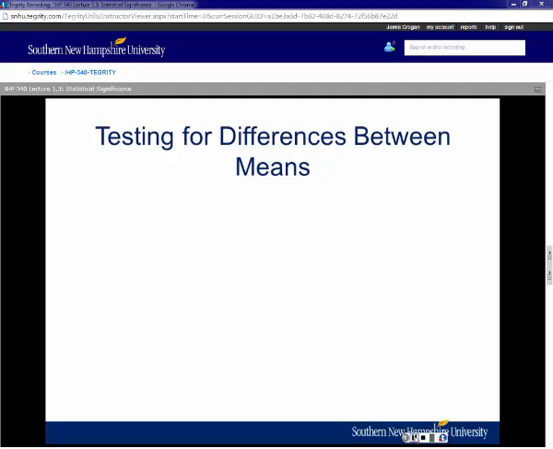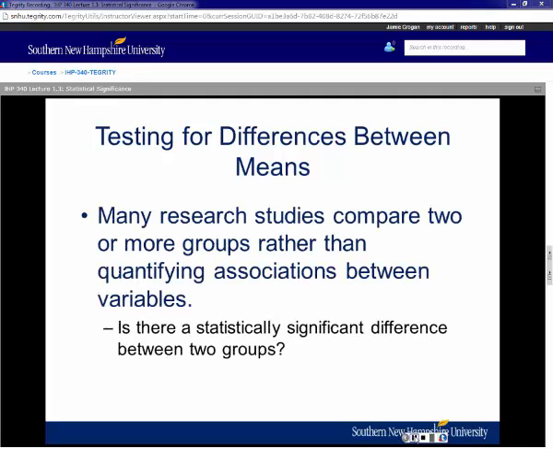Now, in the second half of the course, we will be looking at experimental research and statistical tools that allow us to determine if means are different between groups. Many times we perform studies comparing groups rather than quantifying associations between variables. So the question is, is there a statistically significant difference between groups? You'll see this often where people are trying to apply a treatment to see if it's effective. So you have one group that gets the treatment and another group that gets usual care, or they're the control group. At the end of the study, these groups are compared, and if the groups are different, that means the treatment had an effect.